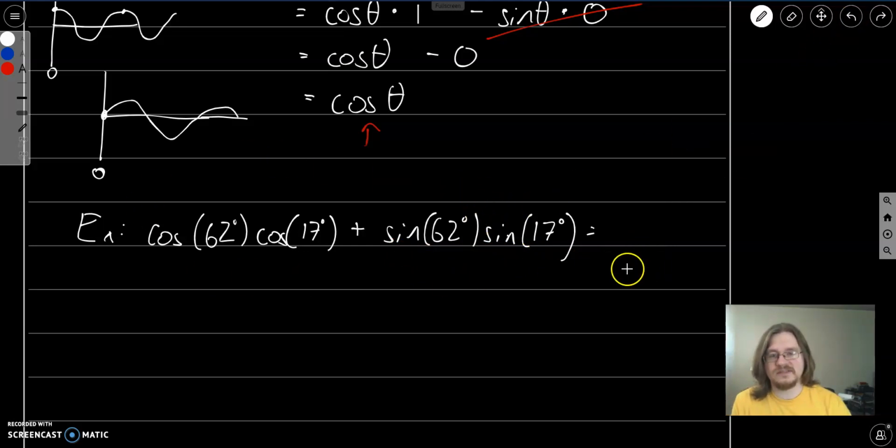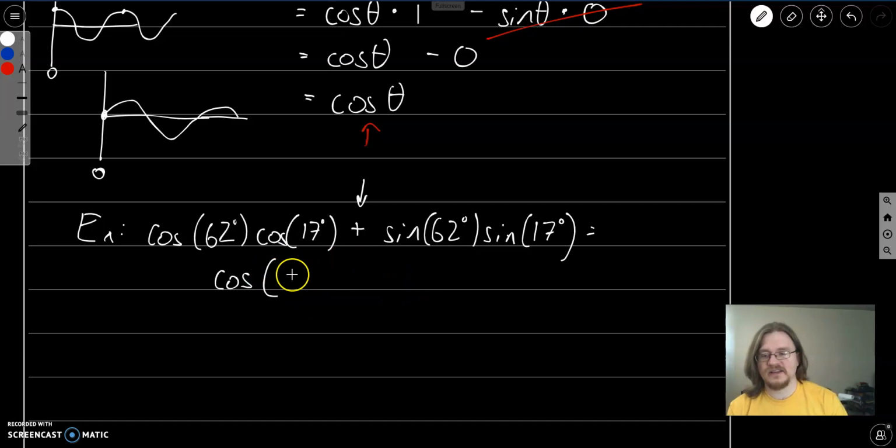However, one thing that we'll notice, and maybe this is pretty clear, we've got cosine times cosine plus sine times sine, and we've got the same angles. We've got the cosine of 62, sine of 62, cosine of 17, sine of 17. This is exactly one of our identities. And because we are adding, this is going to be the cosine of the difference of angles. So this is going to be the cosine of a 62 degree angle minus the 17 degree angle. So again, this is just our identity, just sort of used in reverse.